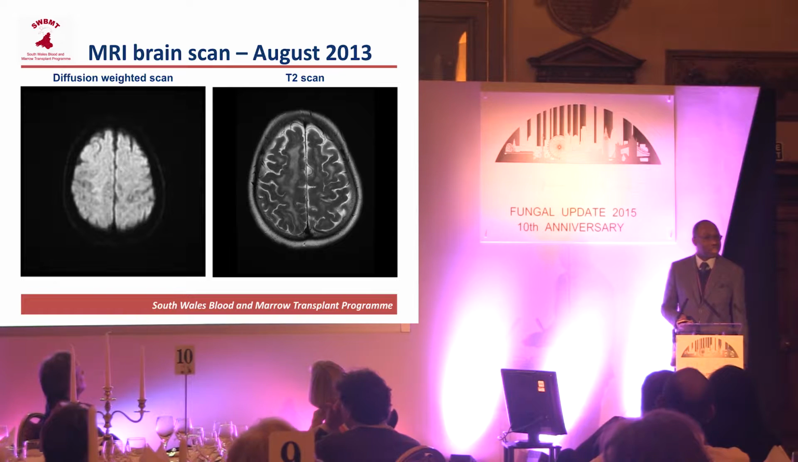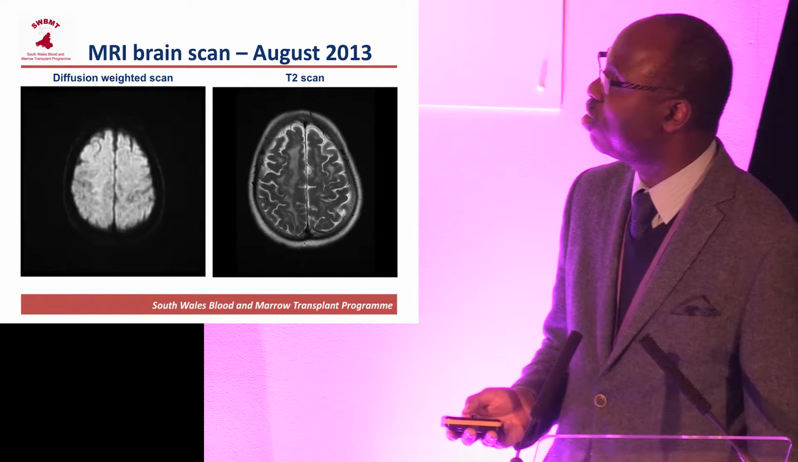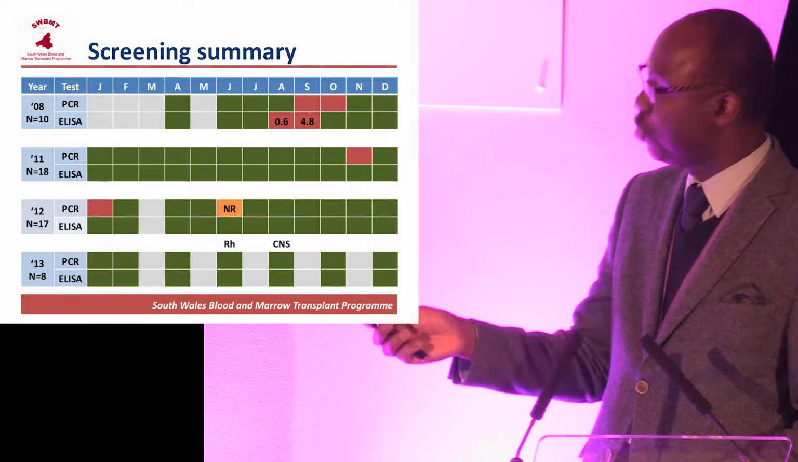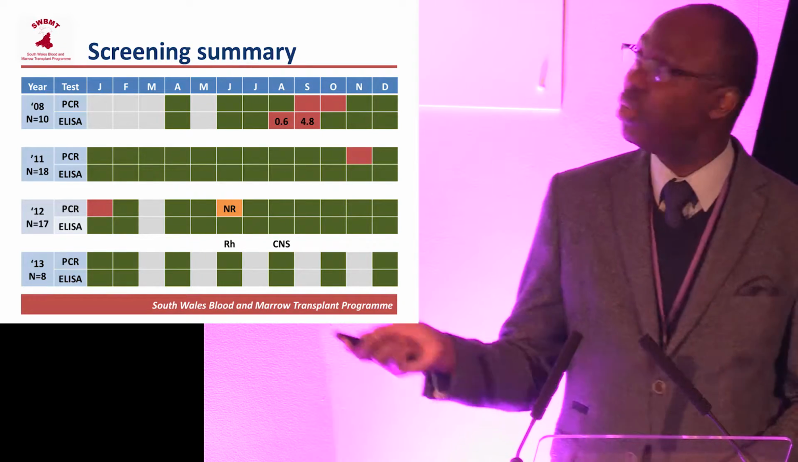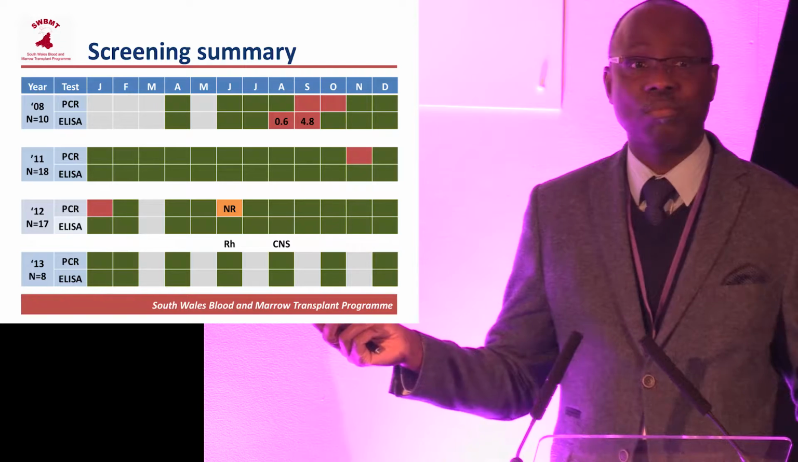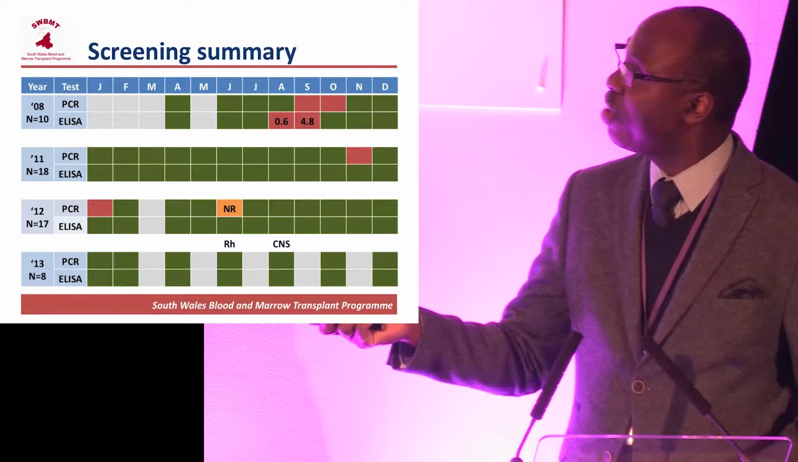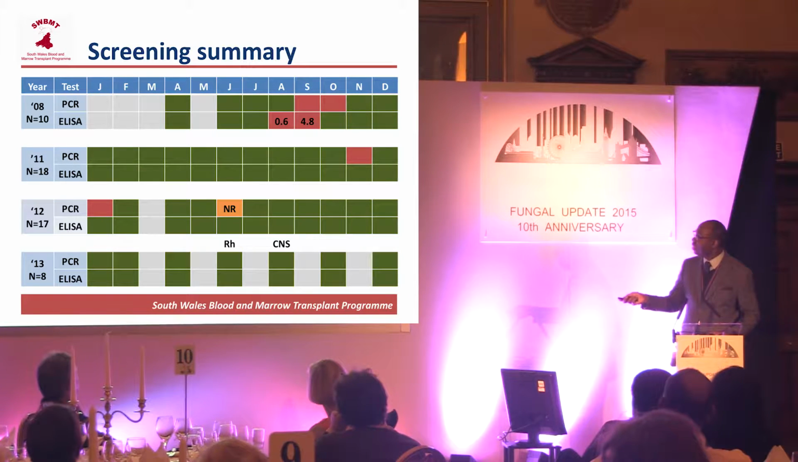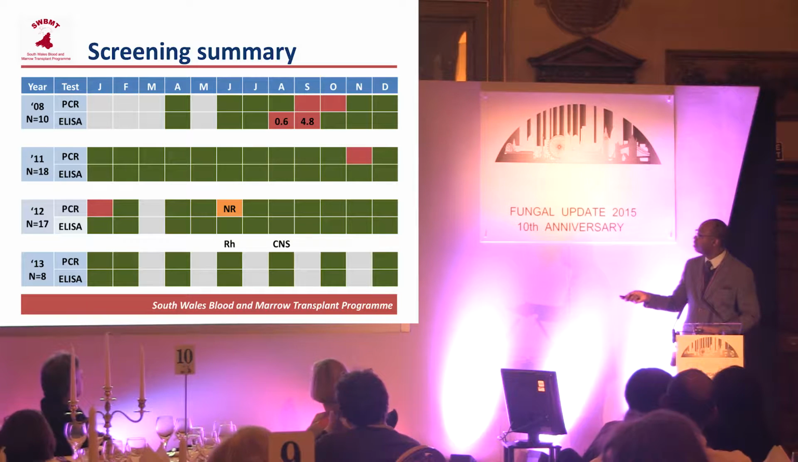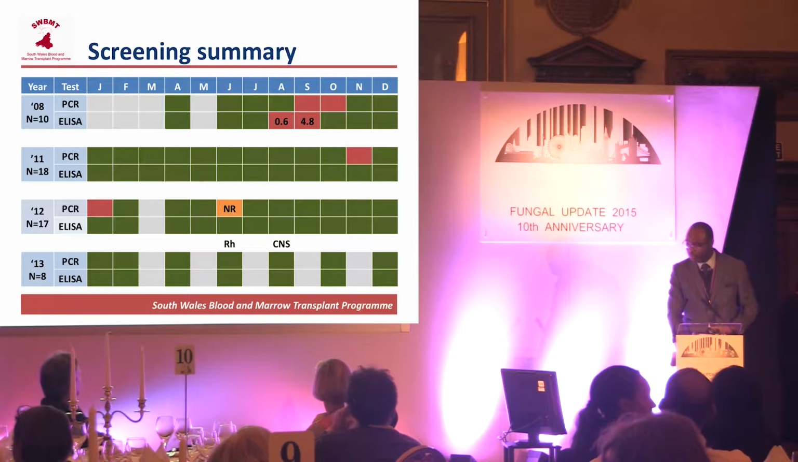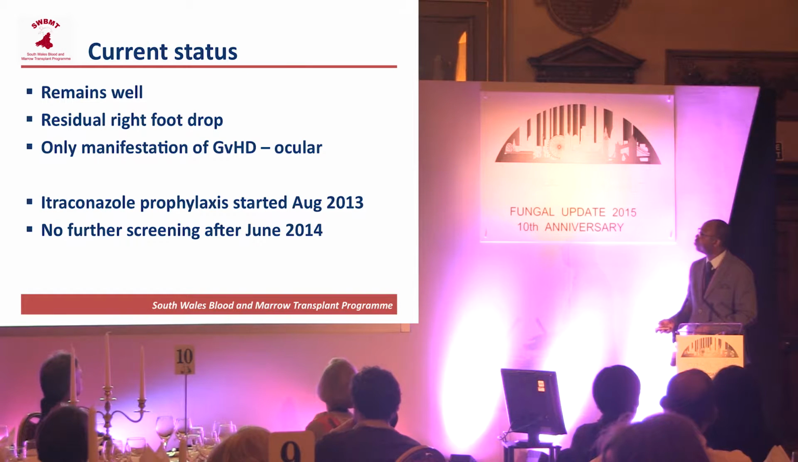This is his scan 1 year later, at which point he was put back on itraconazole. And this is just to show you what his screening looked like. In 2008, when he was clinically well, he actually had an ELISA of 4.8, which I take it is positive. It spontaneously went to normal. Here is 2011. Here is where he had his rhabdomyolysis. The PCR was inhibitory, whatever that means, not reproducible. And as you can see, ELISA persistently positive. This is when he had his brain lesions. This is what he had afterwards. And he remains well on itraconazole without any screening.